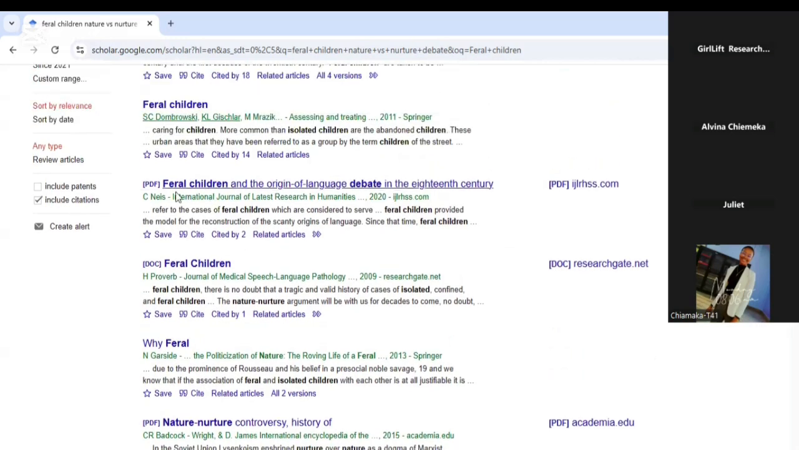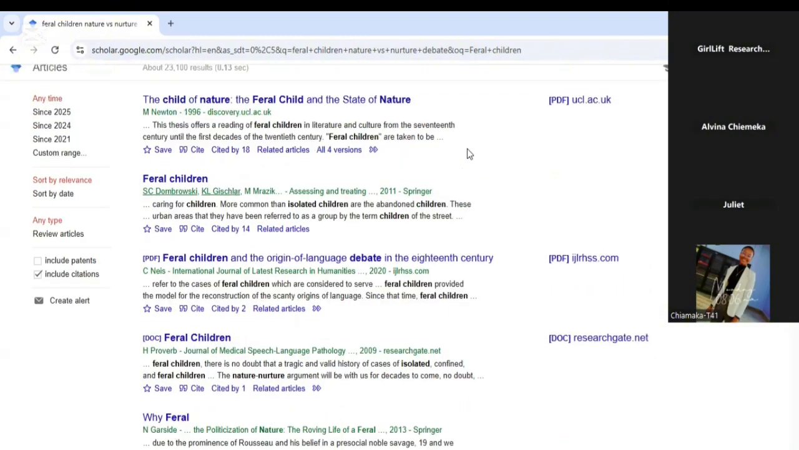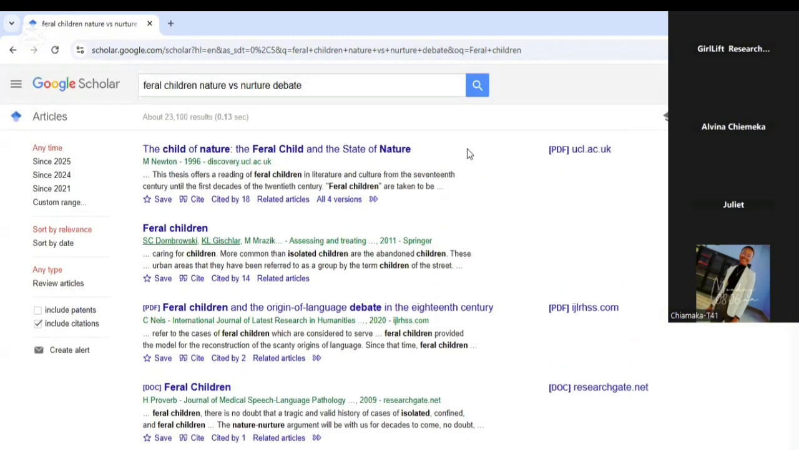When you see some that have PDF, it means it might download. You will not read it here. Some of them, once you click on it, it will just open. Now, there are about 23,100 papers related to this. You're not going to source all of these things.